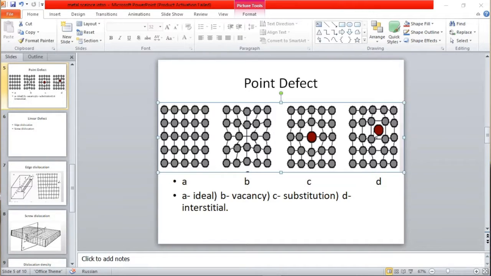It's an atom that didn't substitute, but just went in between other atoms. So that's what we call interstitial. Actually, this is all we need to know about point defects. These are the types of point defects that we have. For now, it's enough to know only these ones.